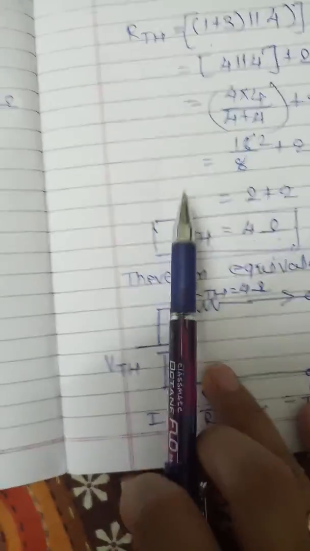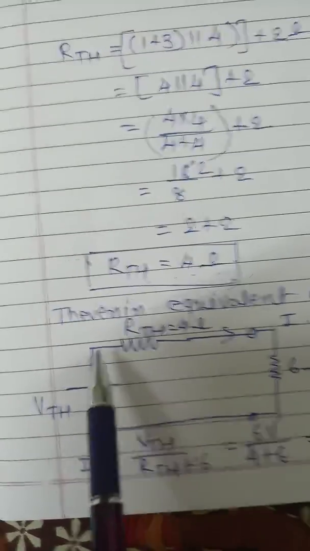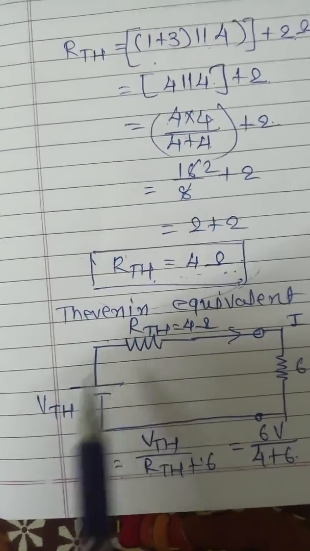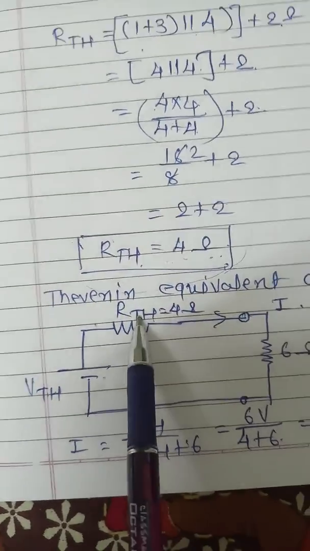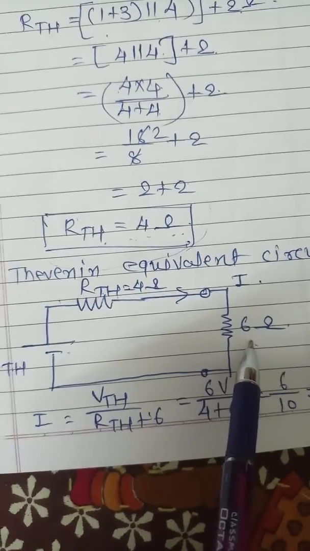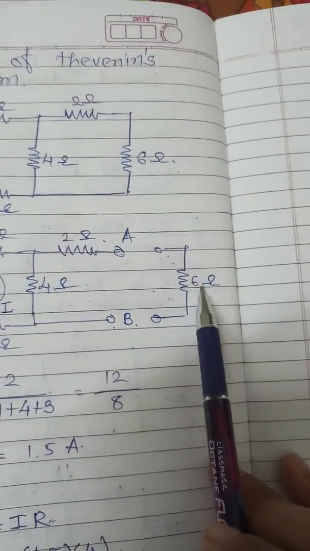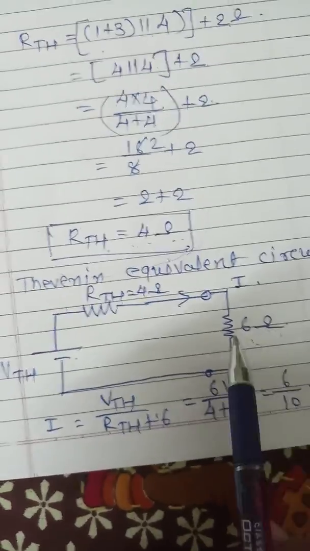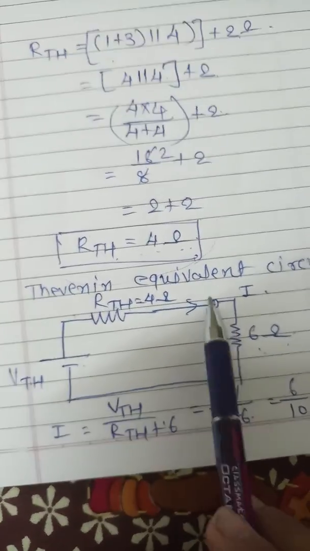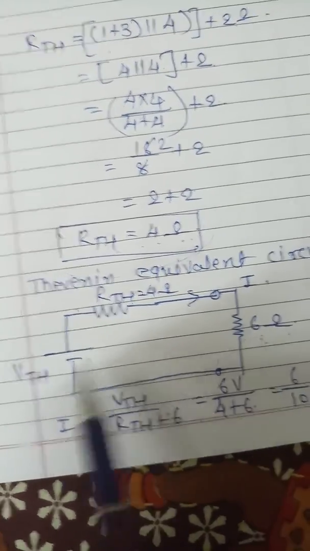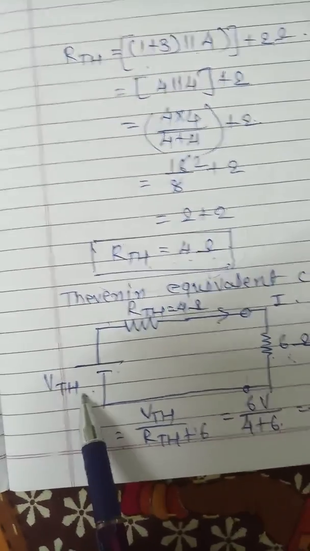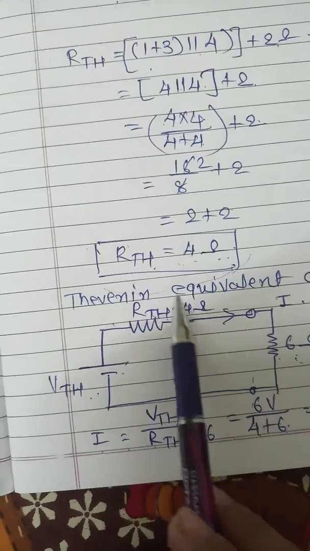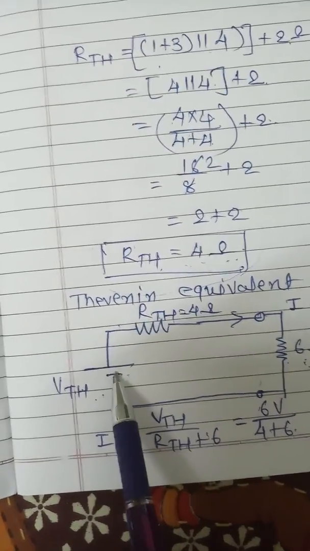Now after finding the VTH and RTH, make the Thevenin equivalent circuit, VTH in series with the RTH, and now again reconnect the disconnected resistance, which is the 6 ohm, across the open circuit terminals. The VTH, the Thevenin equivalent voltage source, is connected in series with the Thevenin equivalent resistance.